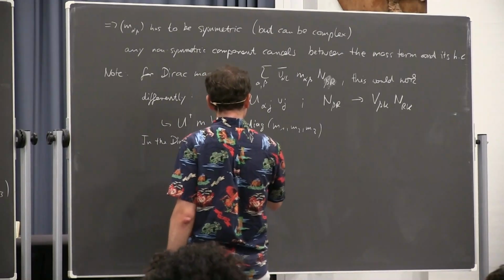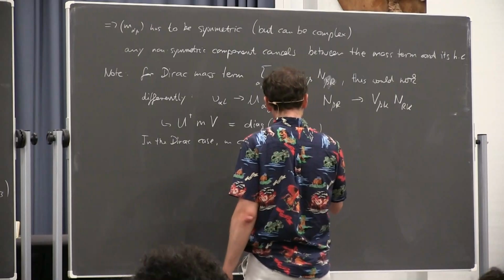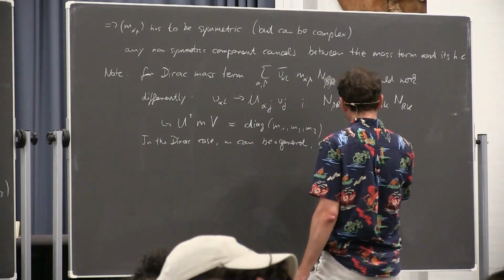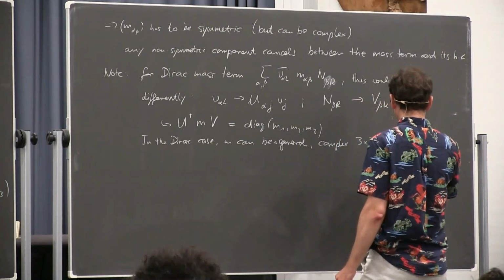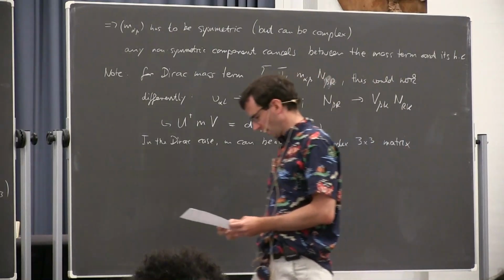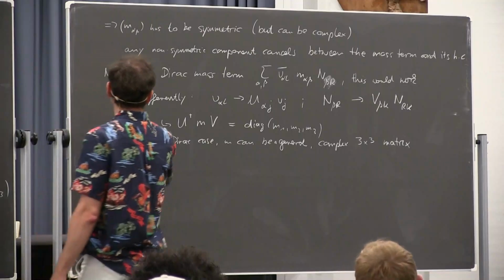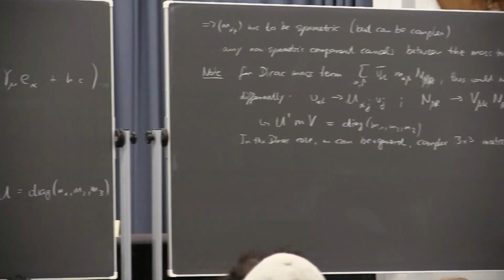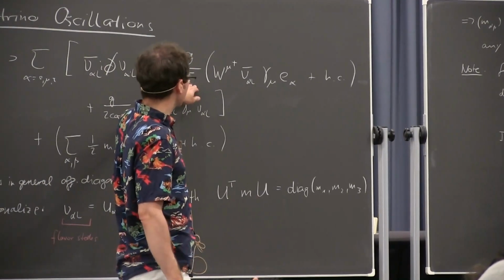So M can be a general complex 3x3 matrix. Okay. So now let's assume that we have transformed our mass term one way or another. And let's talk about what this means for the interaction term.